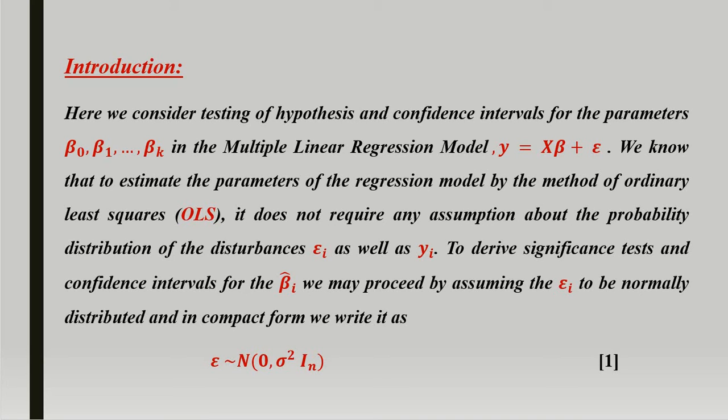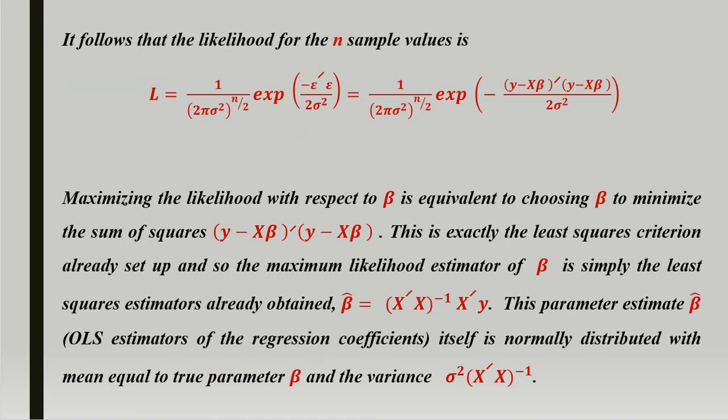So to derive significance tests and confidence intervals for the beta i cap, we may proceed by assuming that epsilon i is normally distributed, and in compact form we may write it as epsilon follows normal distribution with mean 0 and variance sigma square I_n, where I_n is the n by n identity matrix. So it follows that the likelihood for the n sample values will be L equal to 1 by (2 pi sigma squared) to the power n by 2.